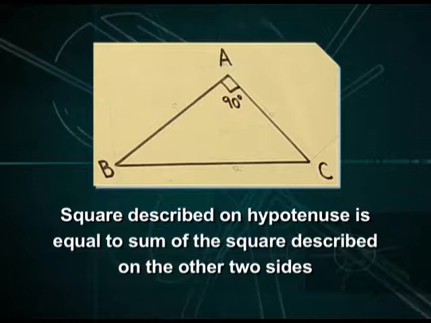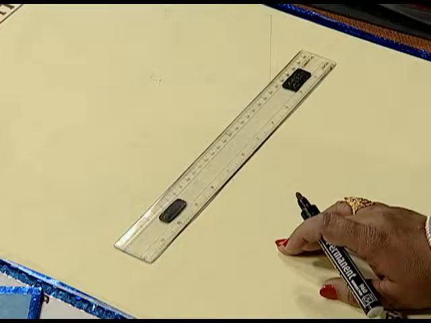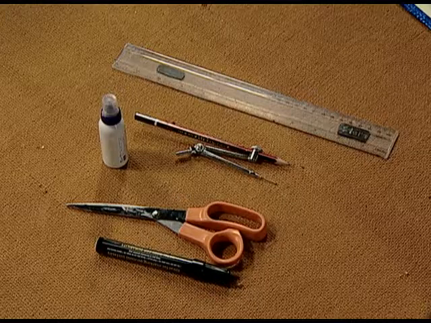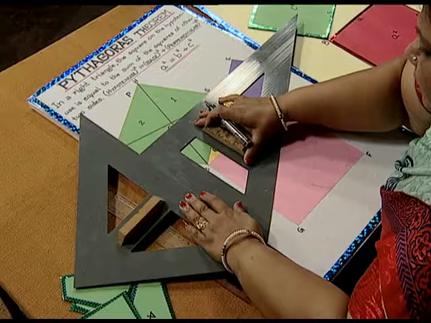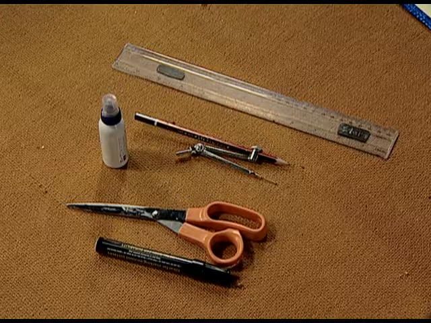For this, we require some material like cardboard, colored chart papers, ruler, pair of scissors, pair of set squares, compass, pencil and eraser.